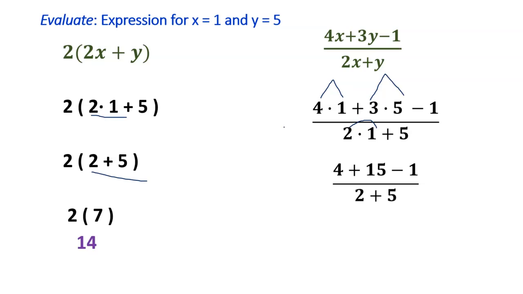4 plus 15 is 19. 19 minus 1 is 18. That becomes my numerator. 2 plus 5, 7 will be my denominator. Now 18 over 7 is already in the lowest terms, so I will not reduce this any further.